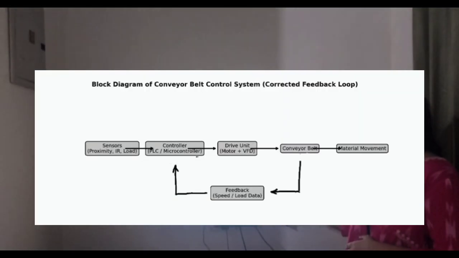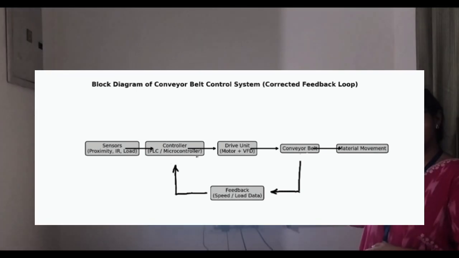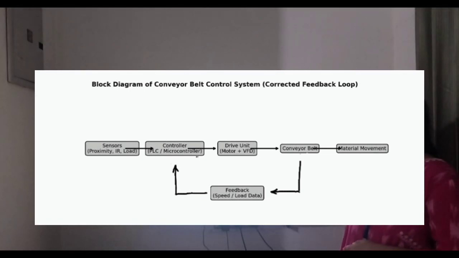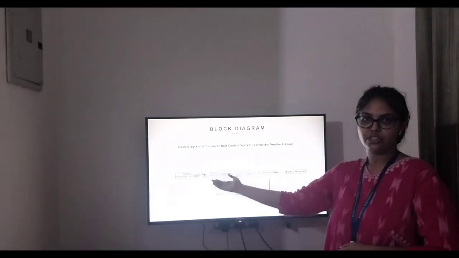This is the block diagram of conveyor belts. We have sensors in the input and the material movement in the output, and we also have the controller, driver unit and conveyor belt itself, and then we also have a feedback from the conveyor belt to the controller.